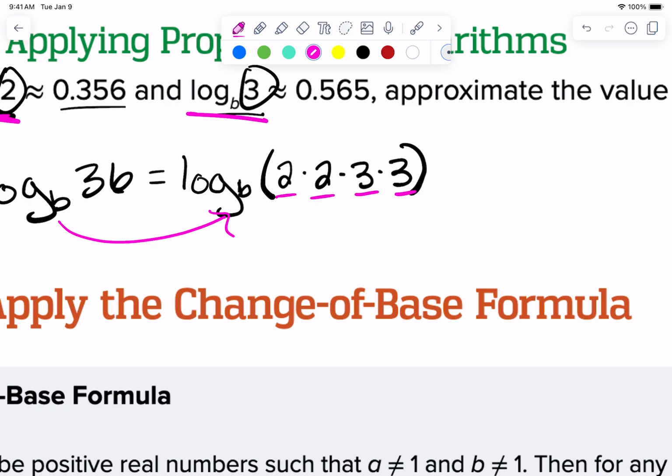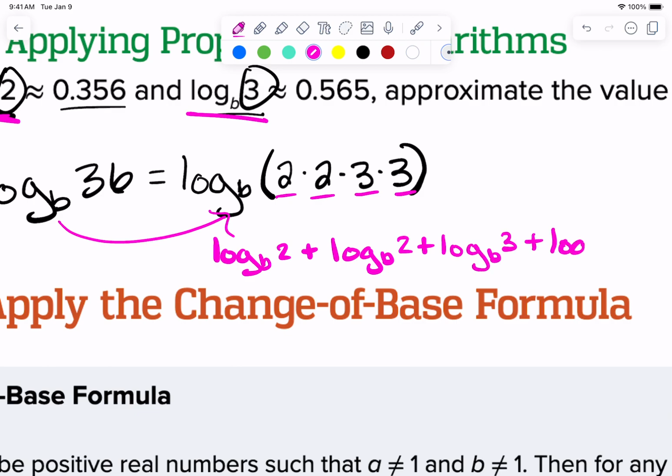But what does multiply mean in log world? Add. So this is log base b of 2 plus log base b of 2 plus log base b of 3 plus log base b of 3. Got it?